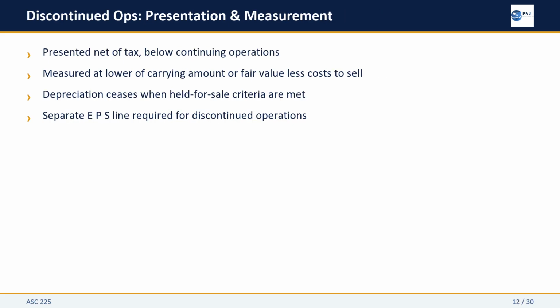Once a component qualifies, its results come off the face of continuing operations and land below the line, net of tax, as a single amount with detail in the notes. The asset gets remeasured at the lower of carrying amount or fair value less costs to sell, and depreciation stops the moment held-for-sale criteria are met. EPS must show discontinued operations separately, giving readers a clean view of what the ongoing business actually earns.